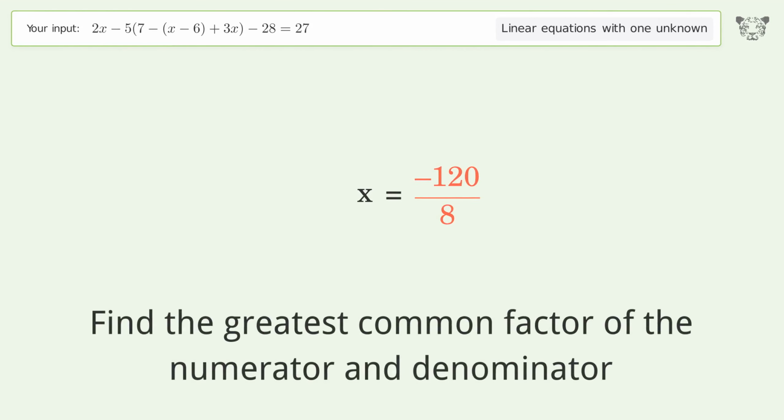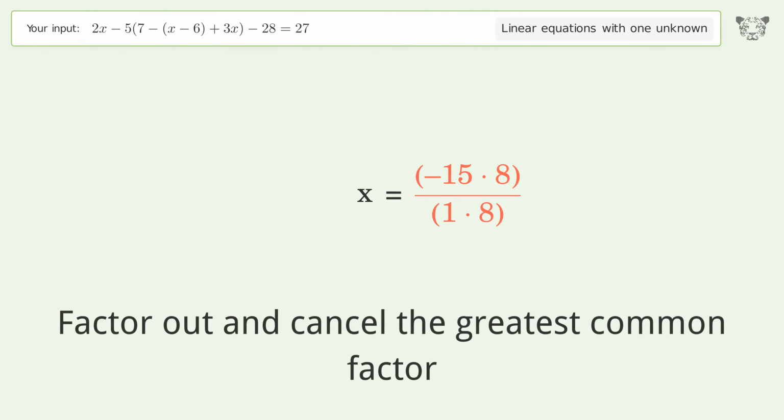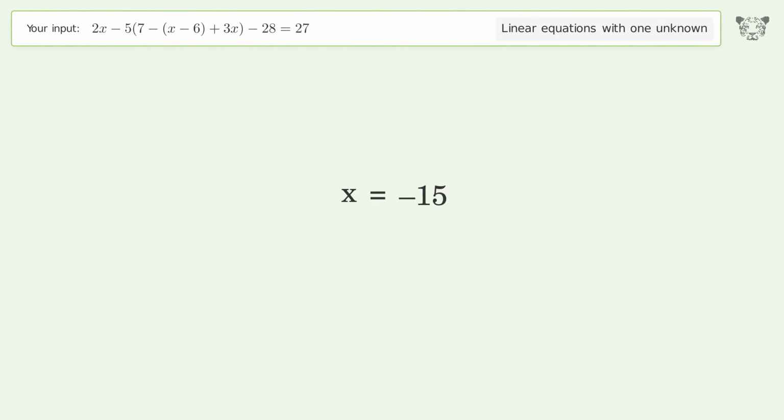Find the greatest common factor of the numerator and denominator. Factor out and cancel the greatest common factor. And so the final result is x equals -15.